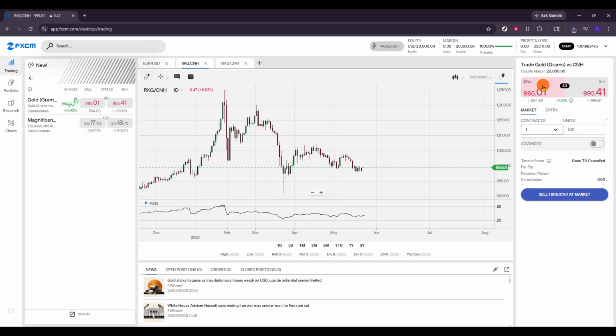Choose Buy if you expect EUR to strengthen against USD, or Sell if you expect it to weaken. This sets the direction on your ticket. Remember, direction determines how your order will react when price moves, so choose the one that matches your plan.